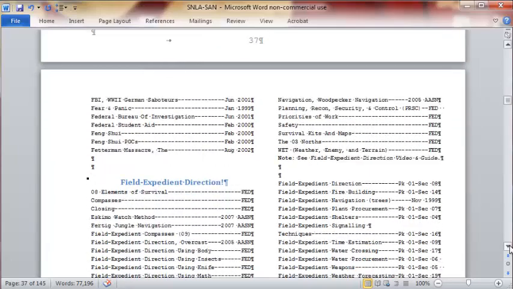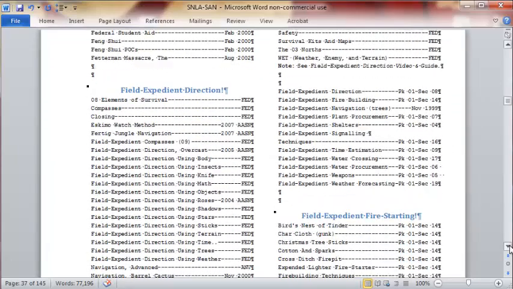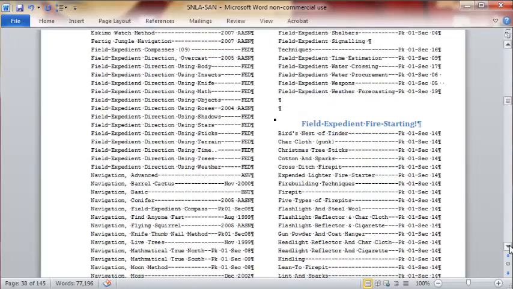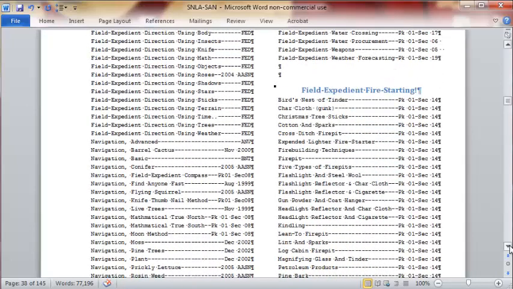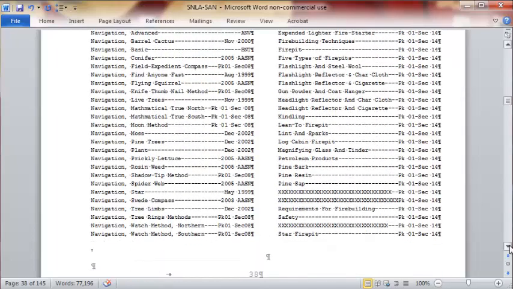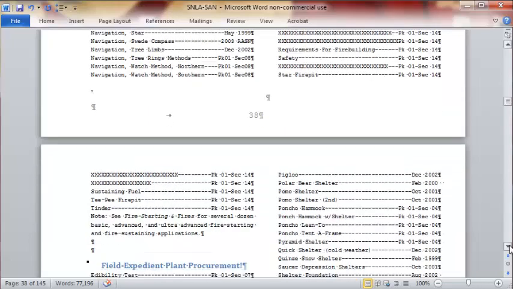Throughout history, throughout the world. Field expedient directions. I teach more than 30 ways to find directions. You've got to know that, because how do you know your compass is actually on, or if it's working at all, or if you don't have a compass? Field expedient fire starting. You see more X's. I had to X a lot of that stuff out, or some of it.